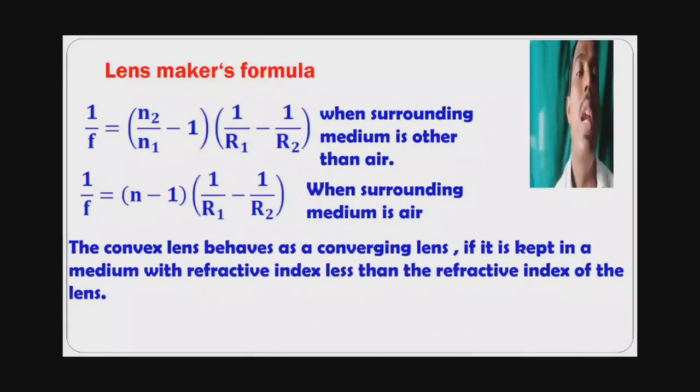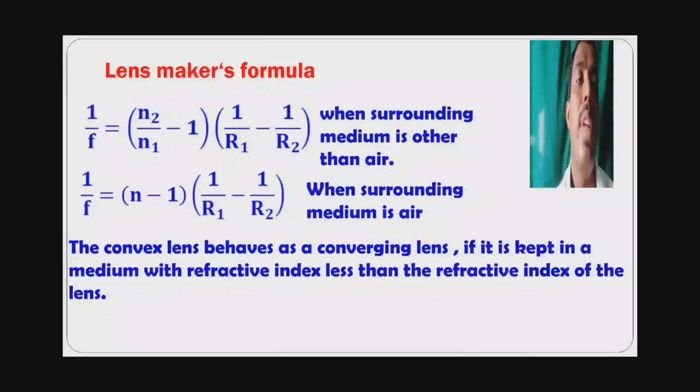The convex lens behaves as a converging lens if it is kept in a medium with refractive index less than the refractive index of the lens. Listen, when a convex lens is placed in a medium whose refractive index is less than the refractive index of the lens, at that case, it behaves as a converging lens.